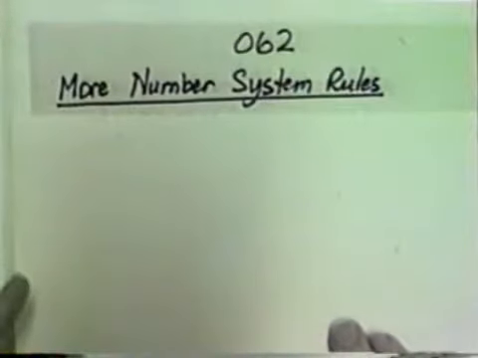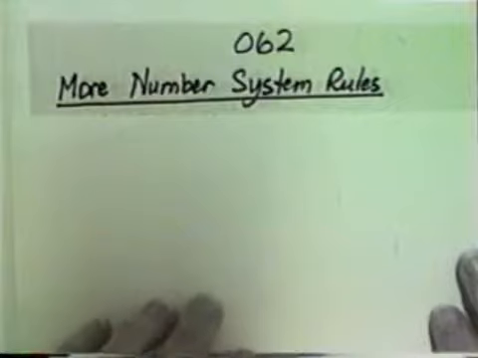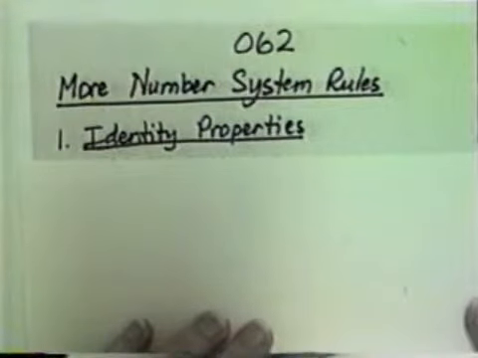More number system rules. In these number system rules, we're going to look at both adding and multiplying. First, the identity properties.